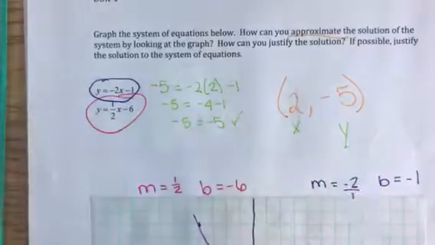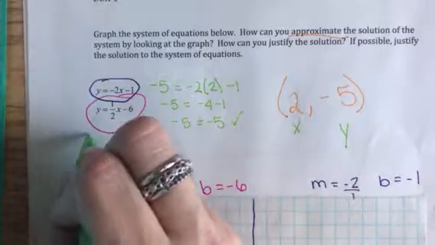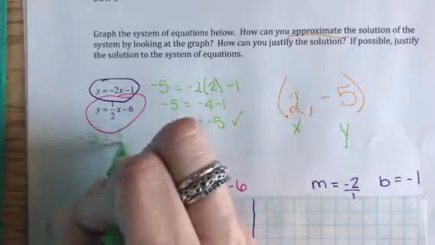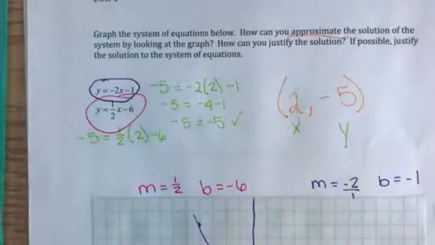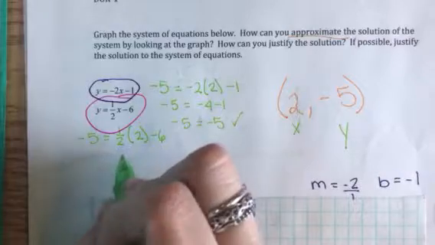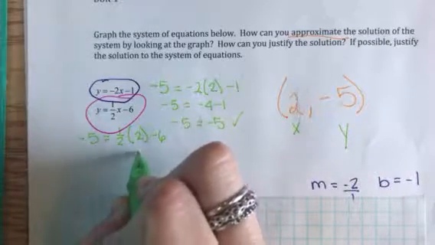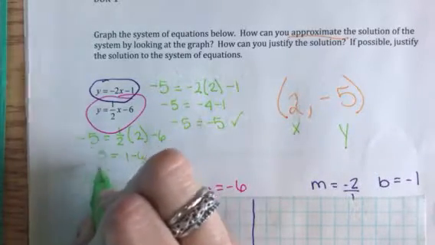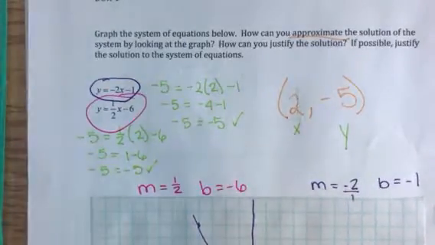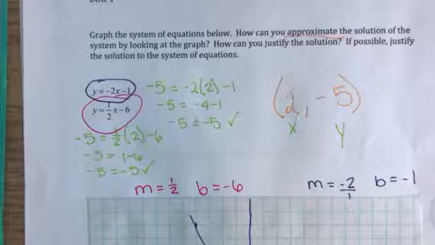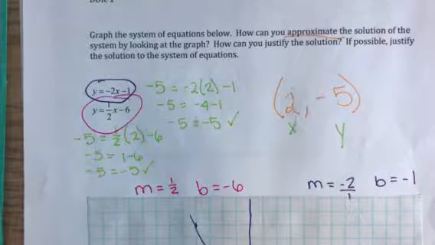Now we need to check and make sure we get the same thing over here. So again, we plug in our x and y values. So y is negative 5 equals 1/2 times 2 minus 6. So this is 1 minus 6. So again, we get negative 5 equals negative 5. And since both of those are true statements when we plugged in the values, we're able to justify and show that our answer is correct.